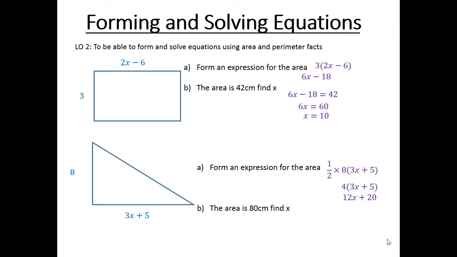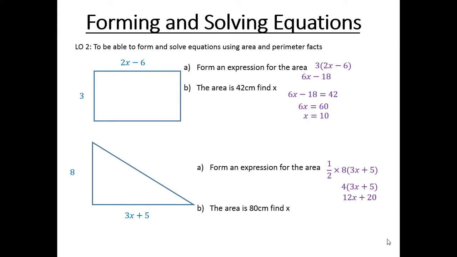So all you do actually is a half times the base, 3x plus 5, times the height, 8. So here what they've done is to make things a bit easier, you just do half times the 8, which is 4, and then you do 4 times the base, 3x plus 5, that gives you 12x plus 20. Now for part A, you form the expression for the area.